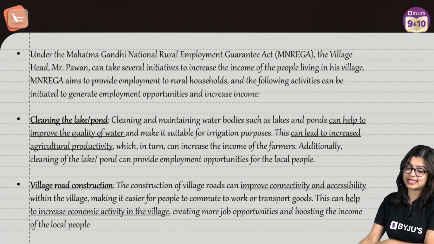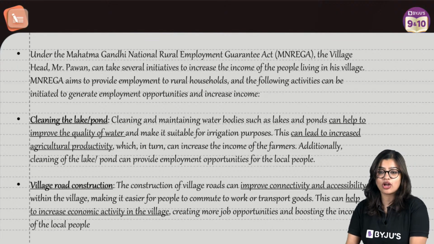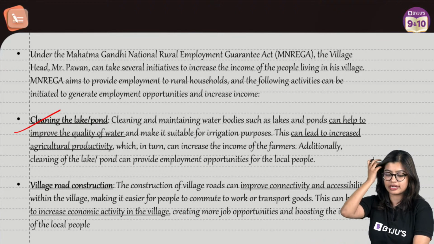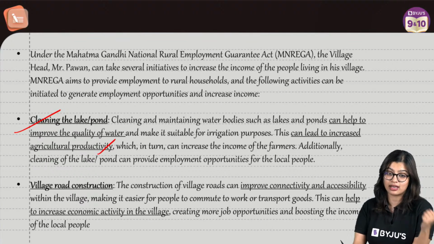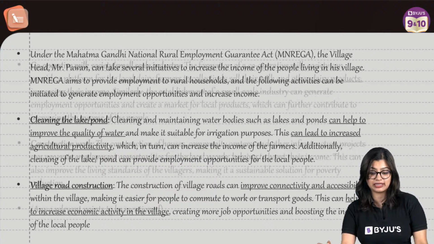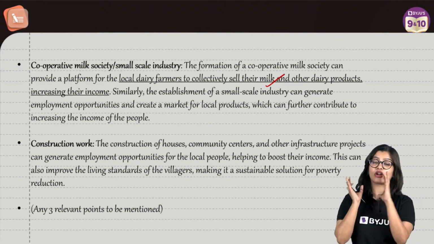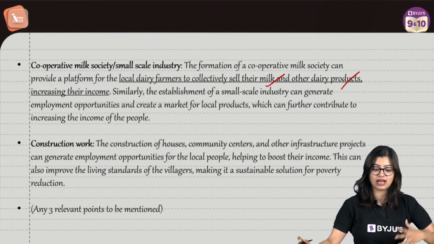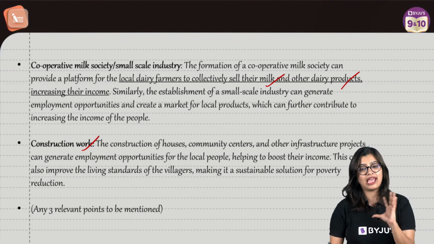Now in this particular case, as per the Mahatma Gandhi National Rural Employment Act, various initiatives can be taken. So all you need to do is write. You can give any. See, in your marking scheme, they've given cleaning a lake or pond, right? If cleaning a lake or pond is done, then it improves the quality of water, thereby increasing agricultural productivity. Similarly, village road construction so that it improves accessibility. Next up, promoting small scale industries, right? So it could be milk societies or milk cooperatives so that dairy farmers can come together and increase income. Or it could be construction work, building a dam. Any 4 you write.